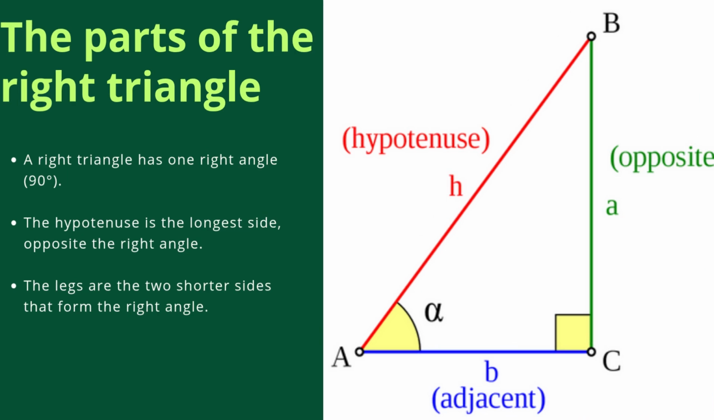A right triangle is a triangle that has one right angle, 90 degrees. It always has three sides. The hypotenuse is the longest side, opposite the right angle. The legs are the two shorter sides that form the right angle.